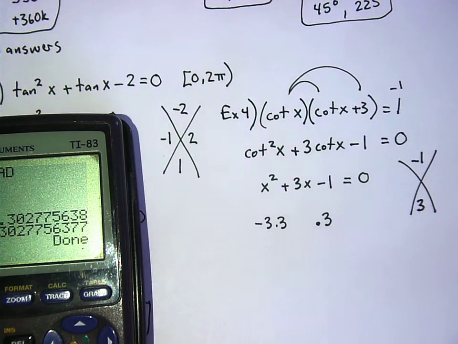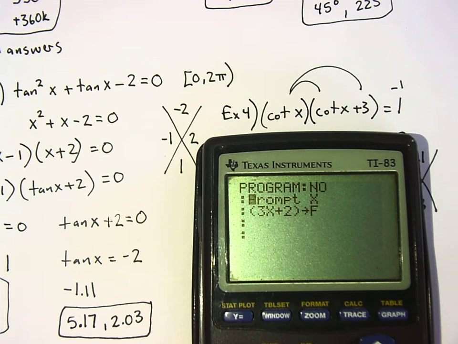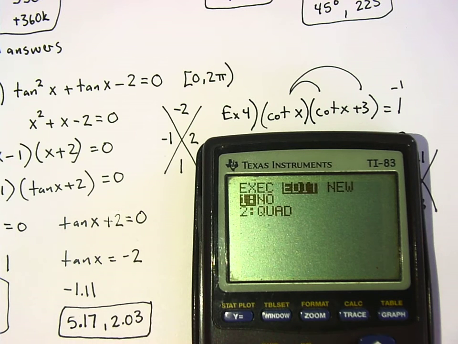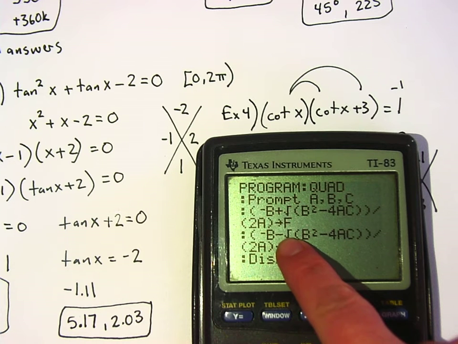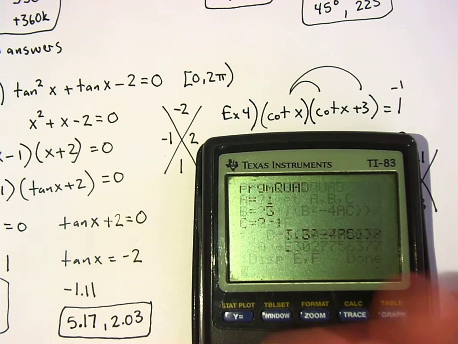Have you ever noticed your calculator's opposite of mine? Mine does the negative 1 first, and yours does the negative 1 second. No, it's not because it's a different model. It's how I wrote the program. Remember when I wrote the program? If I go into edit right here, I bet you, well, that's not right. Program, edit, quad. You see how like I've got the plus first and then the minus second? I bet you guys have the minus first and the plus second. Just changes the order in which you get them.